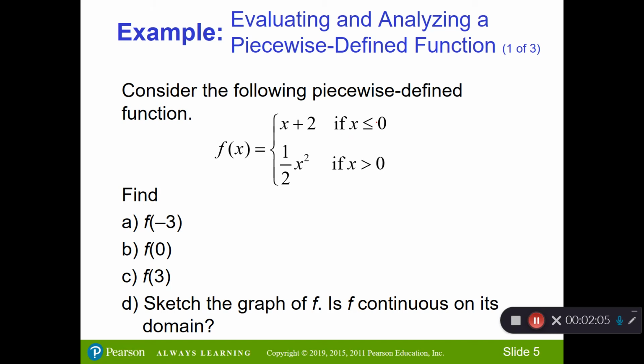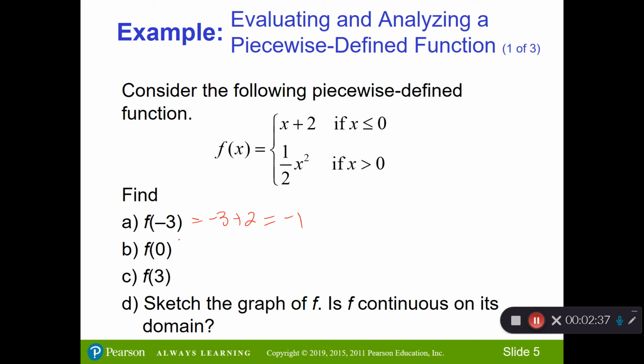Here's another example of a piecewise-defined function. When x is less than 0, we behave like the line y equals x plus 2. And when x is bigger than 0, it behaves like the parabola y equals 1/2 x squared. So to evaluate f of -3, I would say -3 is less than 0. That's a true statement, so I plug in here. This would be -3 plus 2, so -1. Notice I do not plug in here because -3 is not on this portion of the domain.